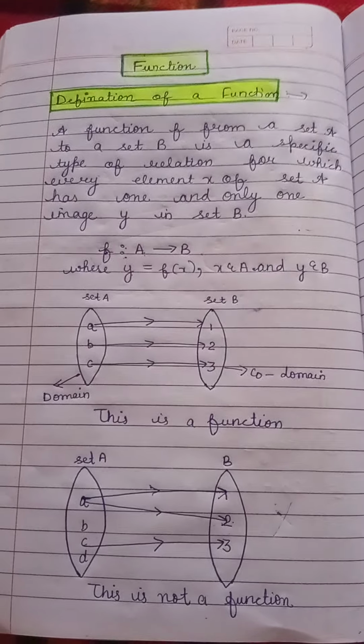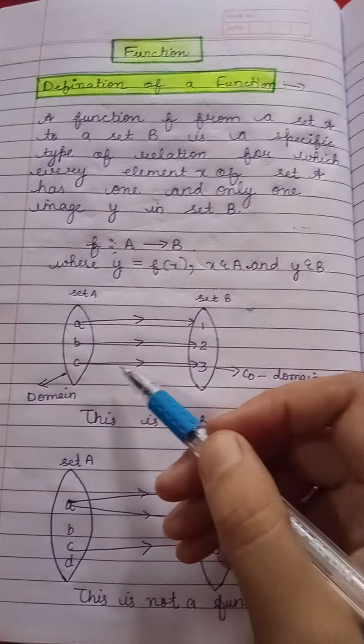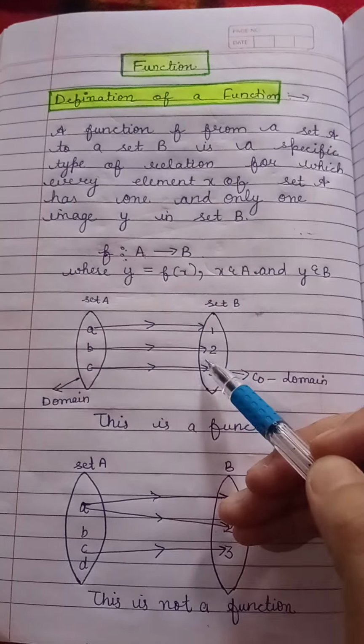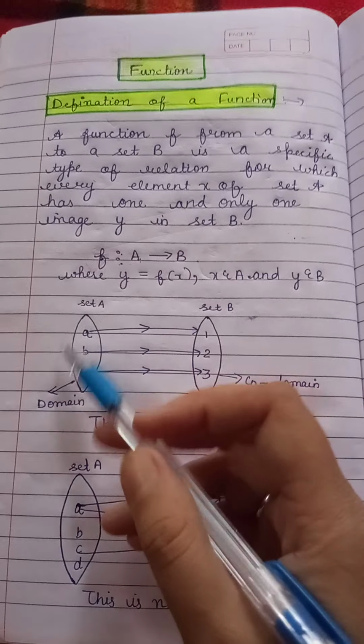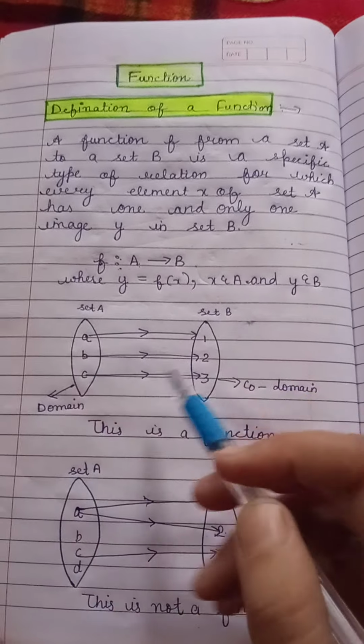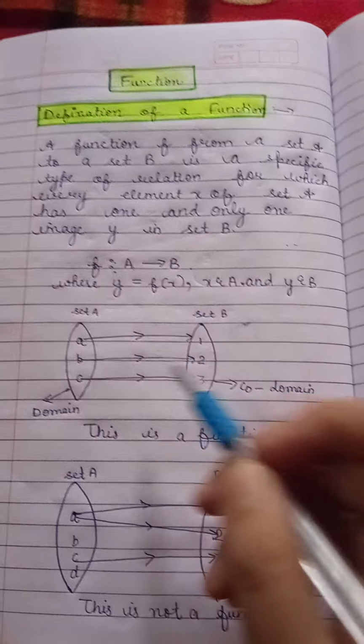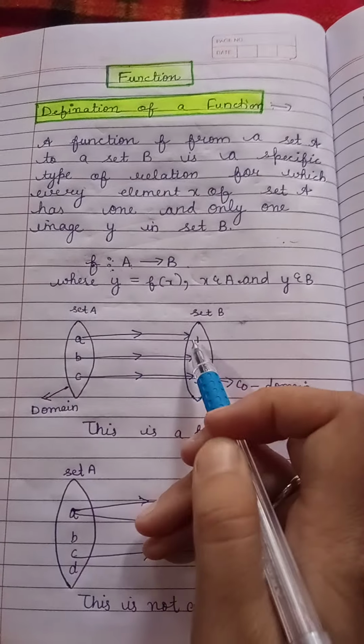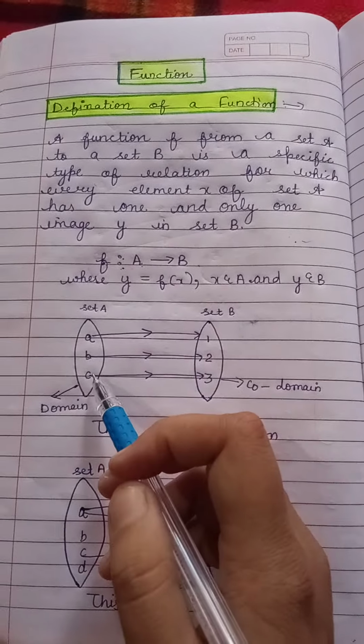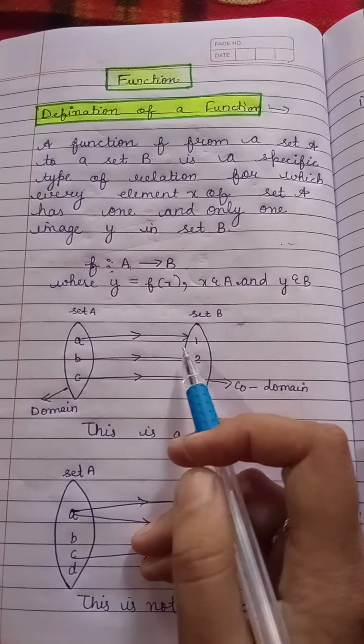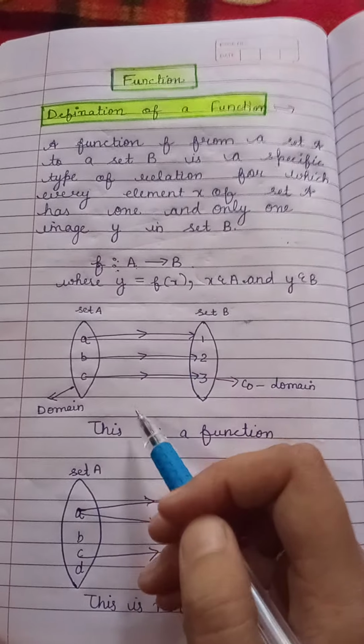For better enhancing our knowledge, we can take an example of a function. This is a set A, this is a set B, and we know the definition of a function: every element of set A has one and only one image in set B. So here the image of a is 1, the image of b is 2 and the image of c is 3. This satisfies the definition of a function. So this is an example of a function.